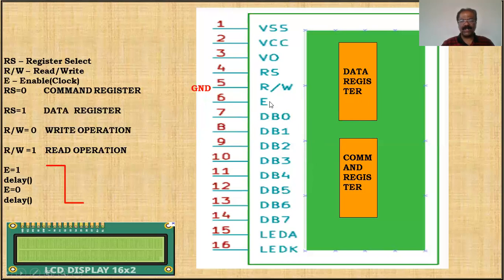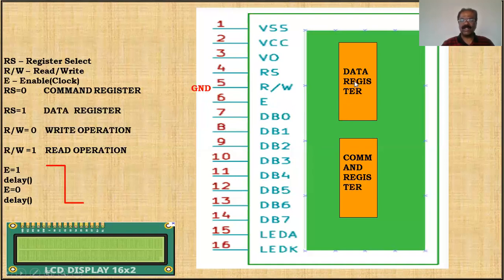How to generate a clock pulse? First you have to make it high for some microseconds or milliseconds and make it low for some amount of time. Then only the information will be written into the data register or command register, depending upon the RS signal. Therefore, we have 8 data lines and 3 control signals. Always this signal is connected to ground.